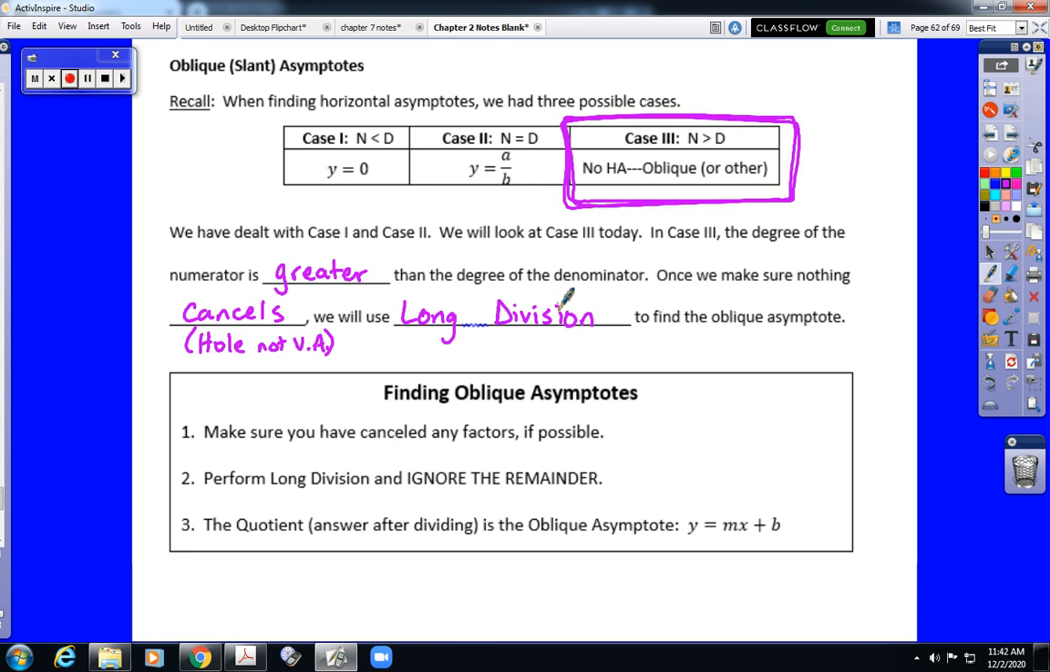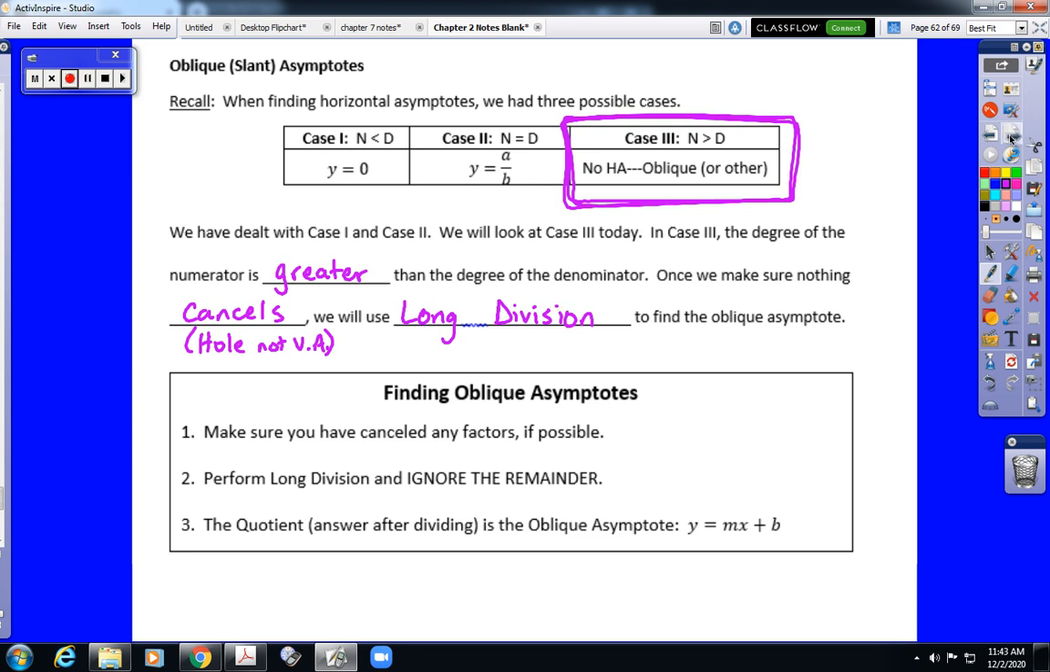So again, it's a three-step process. To find the oblique asymptote, we make sure that we've canceled any factors from top to bottom that are common. Anything that's common from top to bottom can be canceled because that would indicate a hole. And then we'll carry out long division on whatever is left. We don't care at all about the remainder from that long division. We only care about the quotient, because the quotient, the answer after we divide, is the equation of the oblique asymptote, and it will be in the form y equals mx plus b.